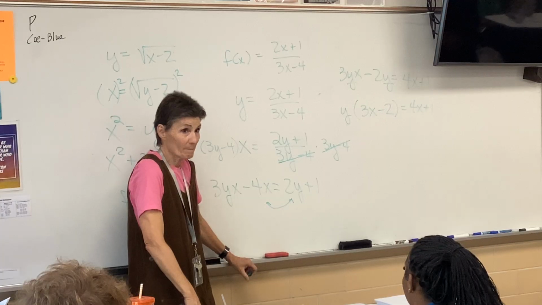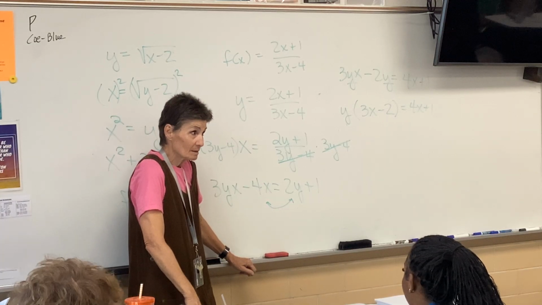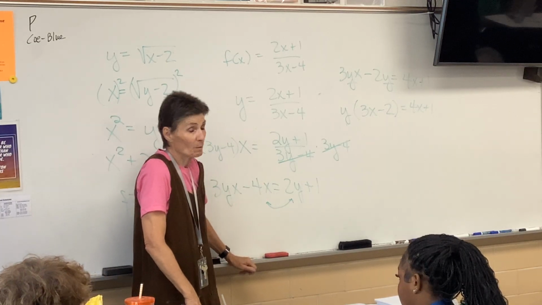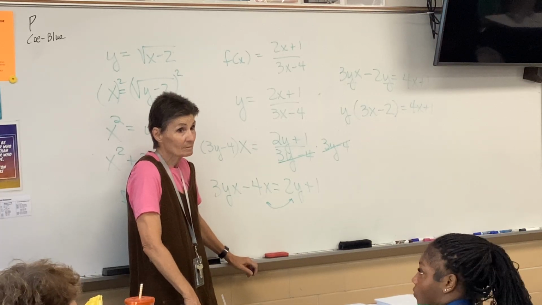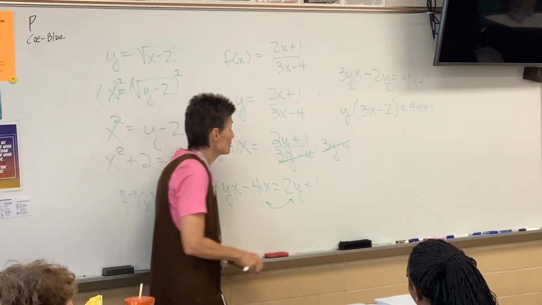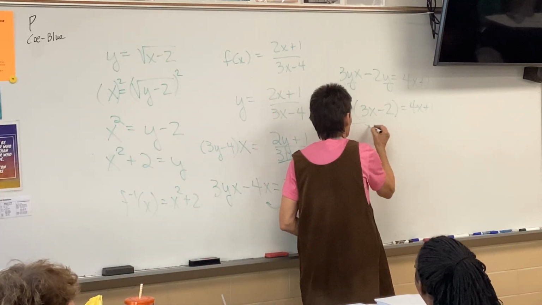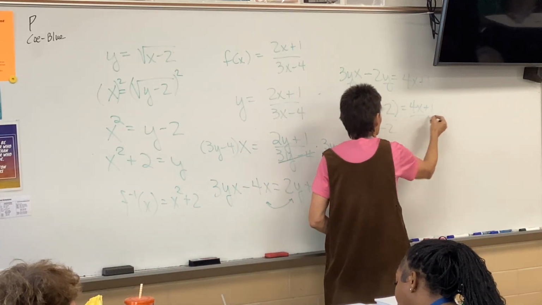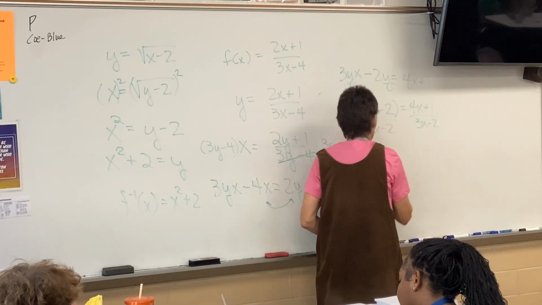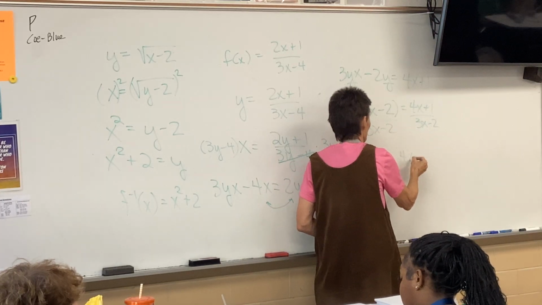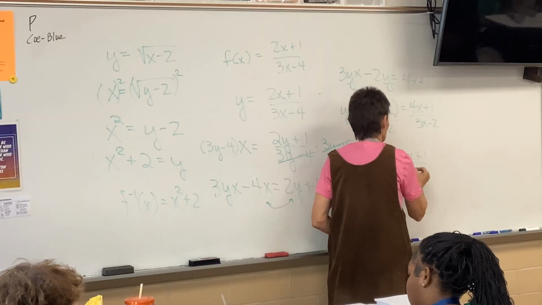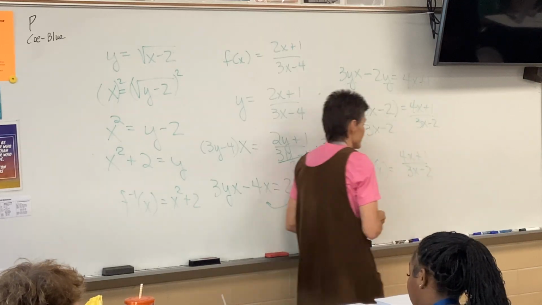Now, remember a minute ago we had two y's? And that was bad. How many y's do I have now? 1. And that is good. So now I'm going to divide. And my inverse is 4x plus 1 over 3x minus 2.